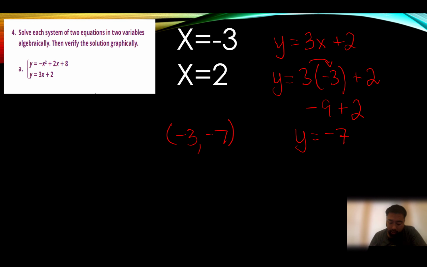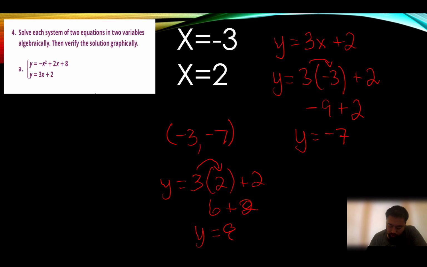And substitute the next one in. Y equals 3 times 2 plus 2. That equals 6 plus 2. Y equals 8. So when x is equal to 2, y is equal to 8.